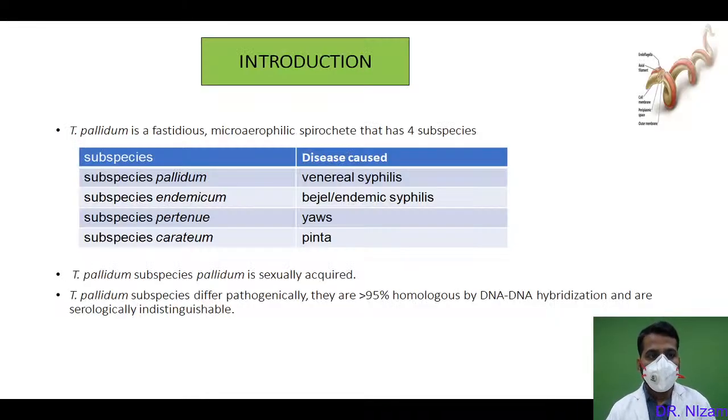Introduction. Treponema pallidum is a fastidious microaerophilic spirochete that has four subspecies: subspecies pallidum, subspecies endemicum, subspecies pertenue, and subspecies carateum, which cause venereal syphilis, endemic syphilis, yaws, and pinta, respectively. Treponema pallidum subspecies pallidum is sexually acquired. All these subspecies differ pathogenically, but they are 95% homologous by DNA hybridization and are serologically indistinguishable.